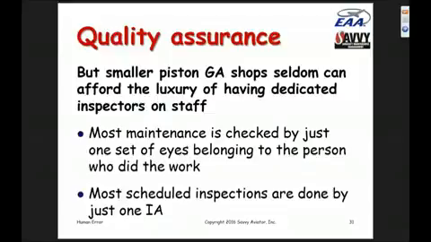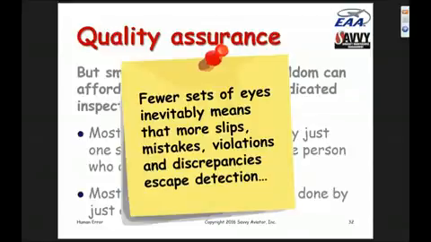And when airplanes go in for inspections, like annual inspections, most of the time in the piston GA world, those inspections are done by just 1 person, 1 IA. And that's the only set of eyes that looks at the aircraft. When you have 1 set of eyes, there's the potential of missing something.